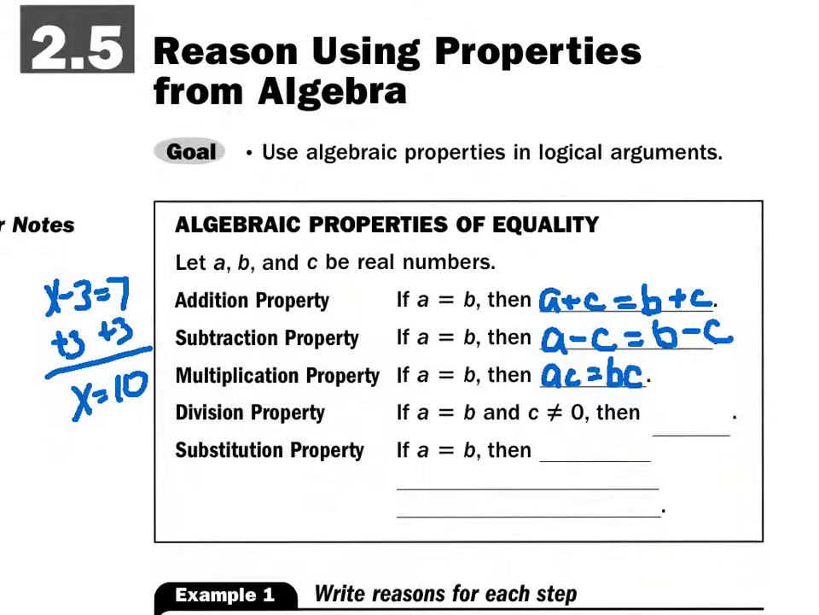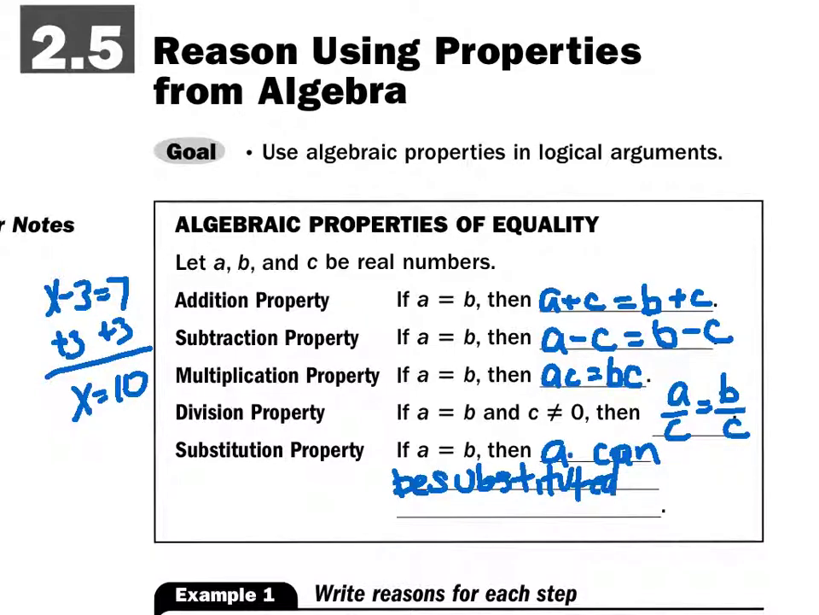Division property. If A equals B and C does not equal 0, then A over C equals B over C. Remember, C can't equal 0 because we can't divide by 0. Substitution property. If A equals B, then A can be substituted for B in any expression.